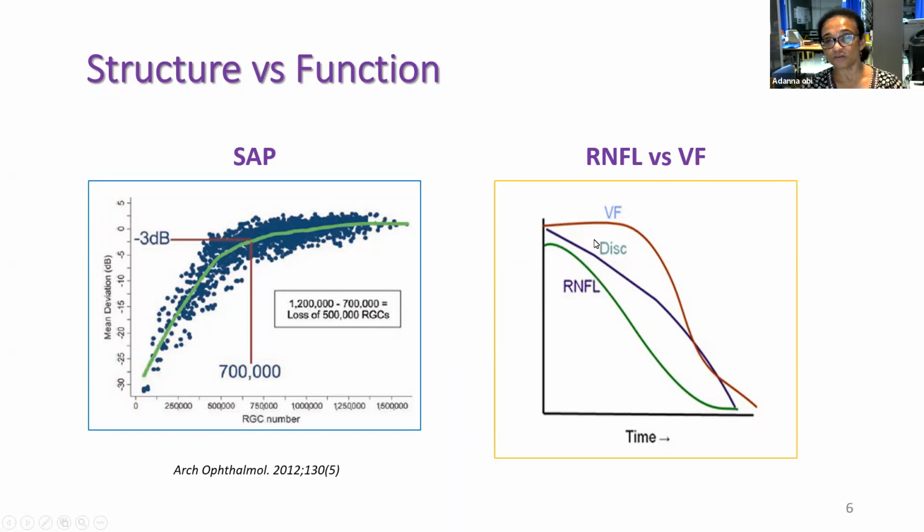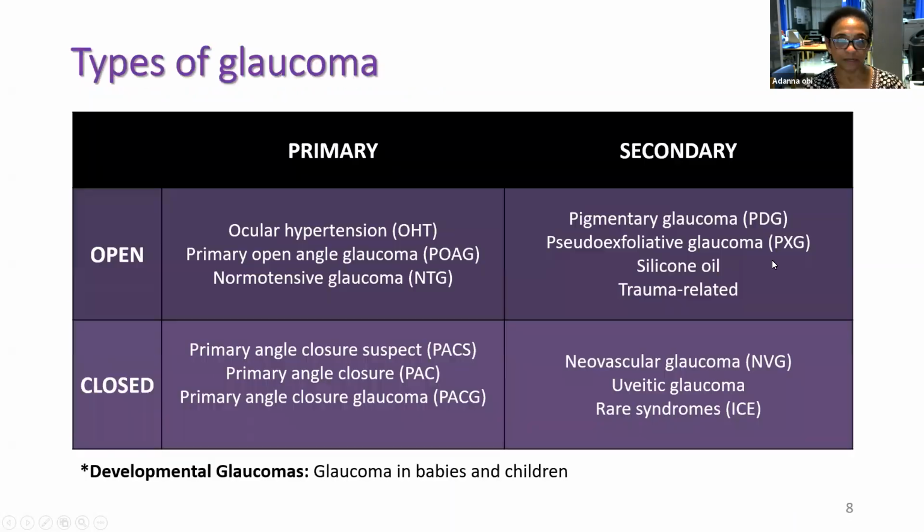Visual fields, not so much change early on, but very much more important when you have later stage disease. So what types of glaucoma do we have? You're going to have to think of glaucoma as primary and secondary, open or closed. And there are a whole heap of things that can go in there. And I have added ocular hypertension and PACS, which are precursors, sort of risk factors for developing glaucoma.